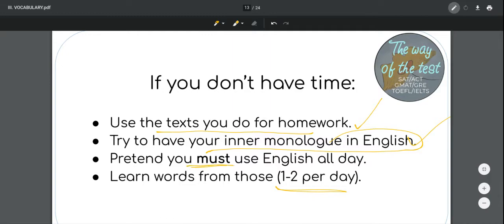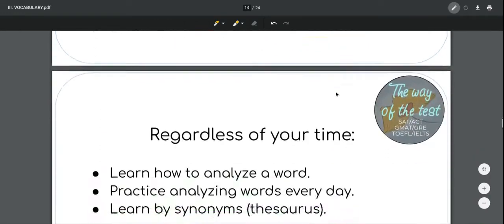And then, of course, you're going to pretend you must use English all day. Maybe you're in a different language speaking country, and at work you don't use any English, and you don't talk to any friends in English. So you pretty much don't feel the urge or the need to use English. Now you're going to pretend you do. Okay, let's pretend your life depends on it. Again, this is a little bit of an effort, but I still advise you to try it.